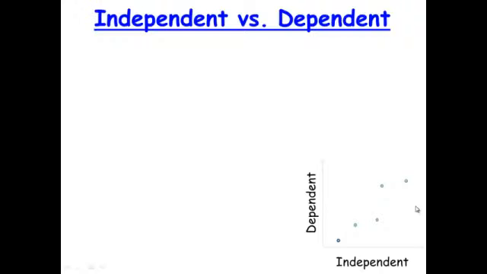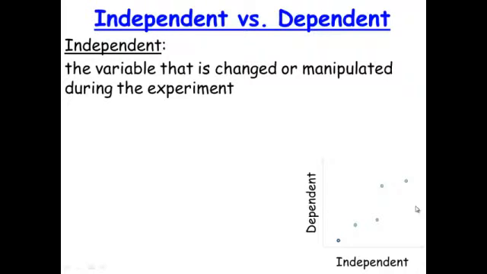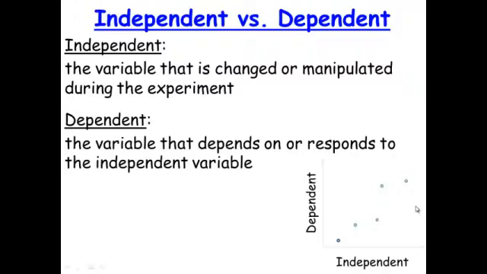Next, let's review independent versus dependent variables. The independent variable is the one that is changed or manipulated during the experiment. The dependent variable depends on or responds to the independent variable. The independent variable always goes on your x-axis, and the dependent variable goes on your y-axis.